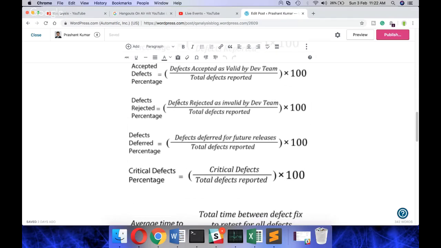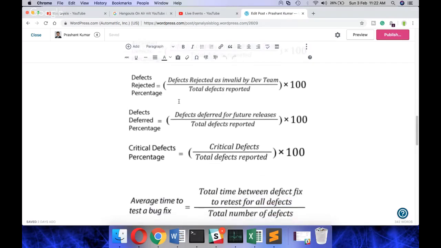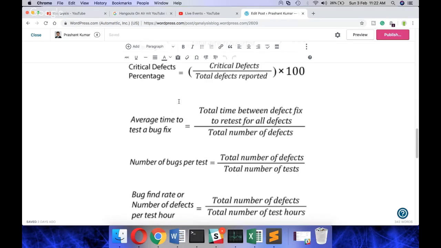So always focus on finding critical issues rather than finding high, medium and low priority issues. For the main functionality under testing, a tester, or a business analyst or consultant, whoever is performing the testing, should always focus on finding critical issues. So it is good to have a high critical defect percentage.